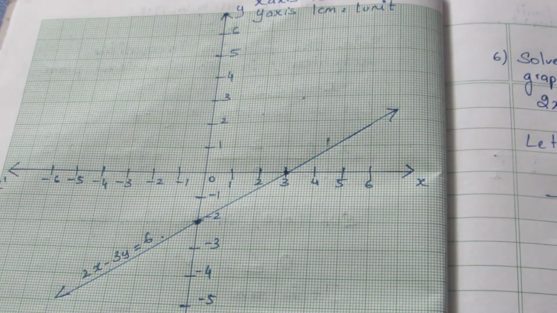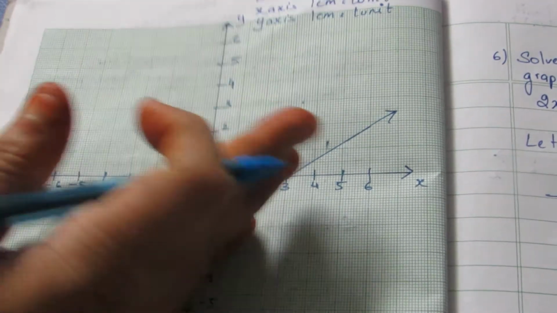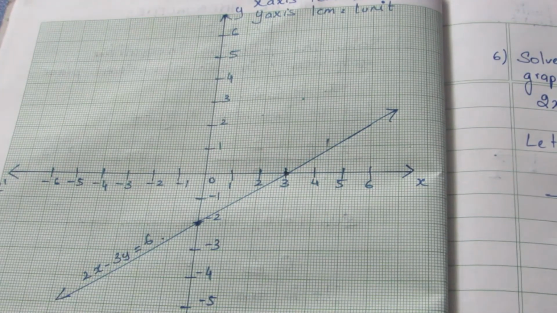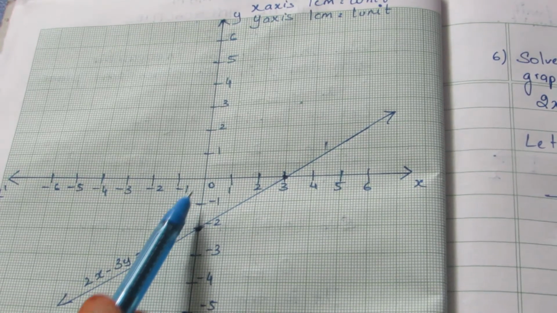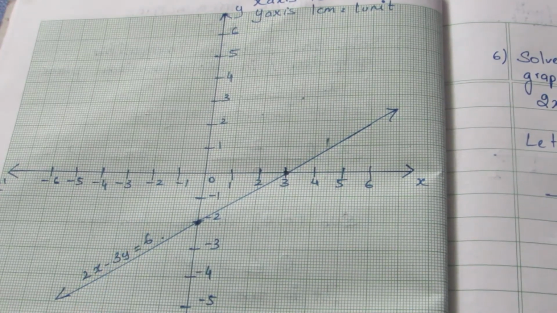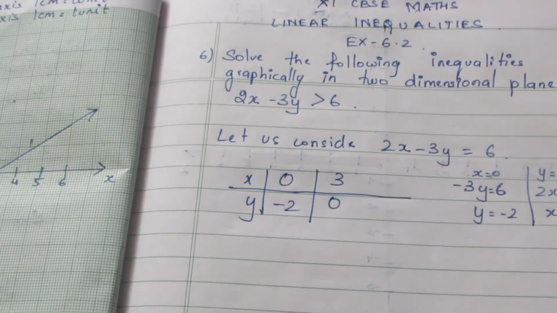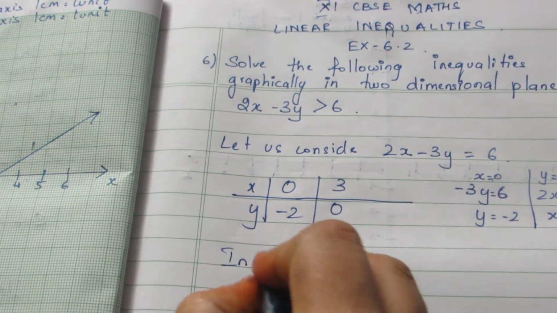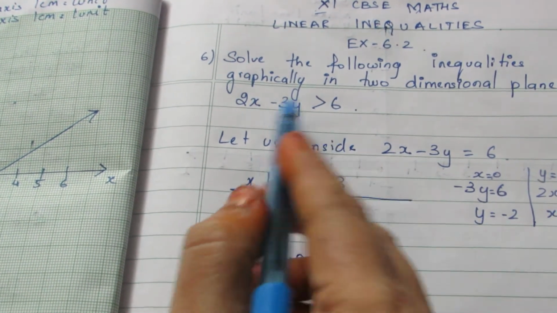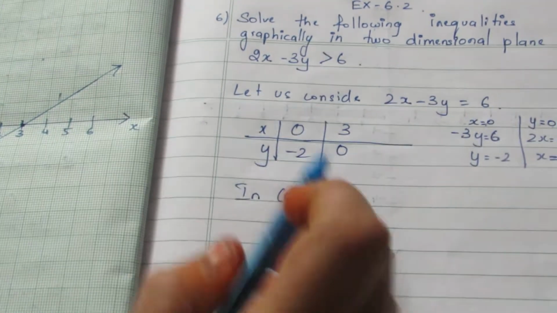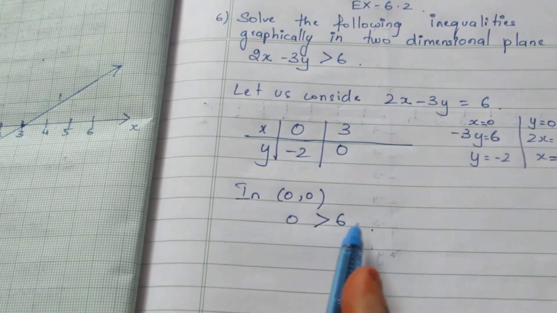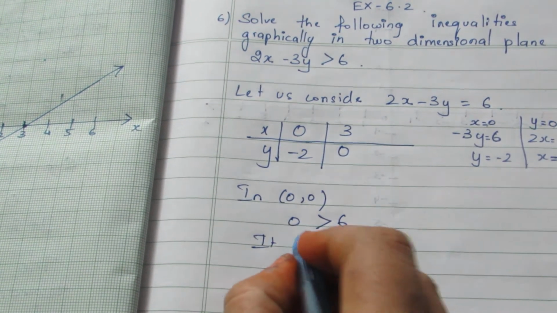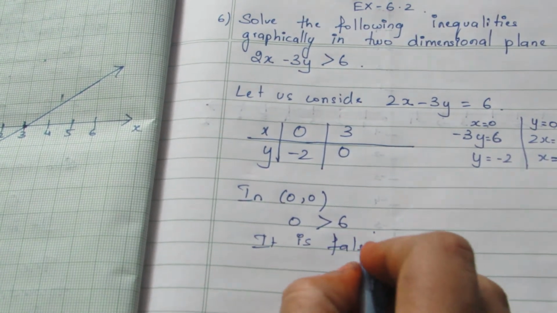Now take any point on this side or this side of the graph, not on the line. If I take the point 0 comma 0, it will always be easy to substitute 0 comma 0 in the equation. So substituting in the question, 0 minus any number will be 0. So 0 is greater than 6. From this we know it is false, because 0 is not greater than 6. 6 is the greater number.